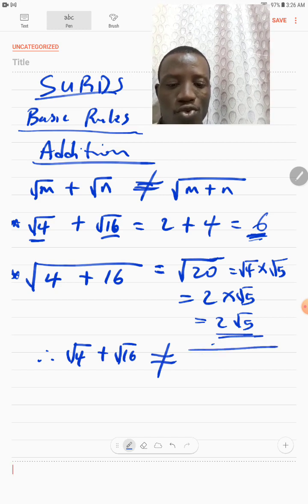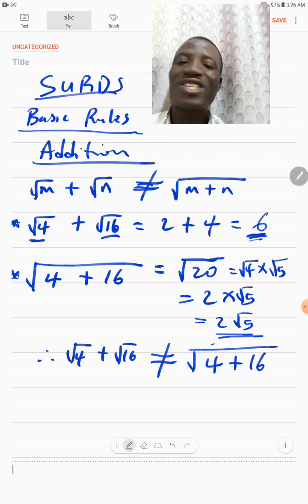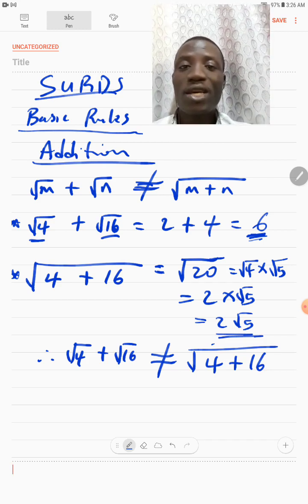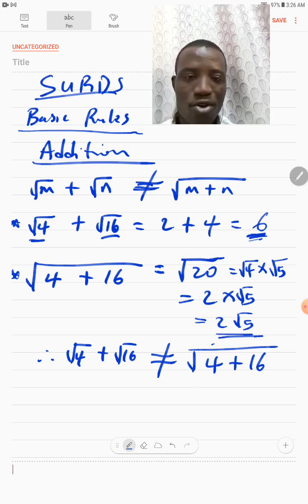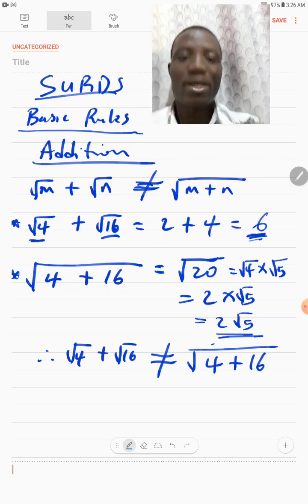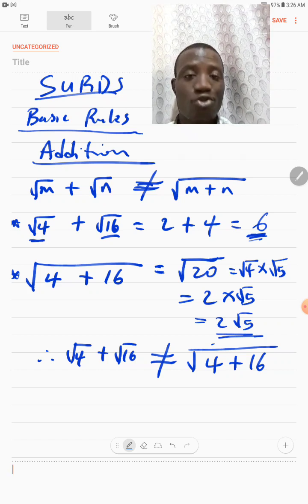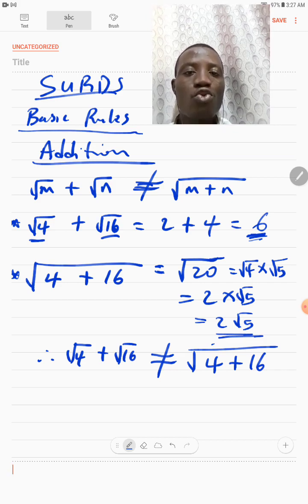Therefore, I can establish that root 4 plus root 16 is not equal to all root 4 plus 16. Why is it important for you to note this? So that you are not going to make some cheap error when it comes to solving surds. Yes, there are some mistakes that are bound to happen, but these are basic rules that you should never make as a mistake. So root 4 plus root 16 can never be equal to all root 4 plus 16.